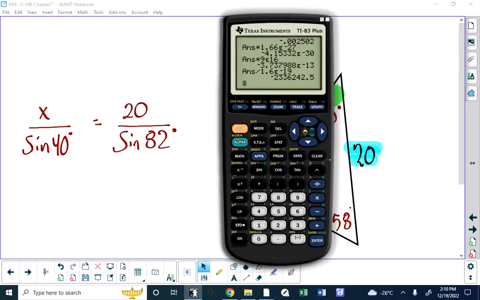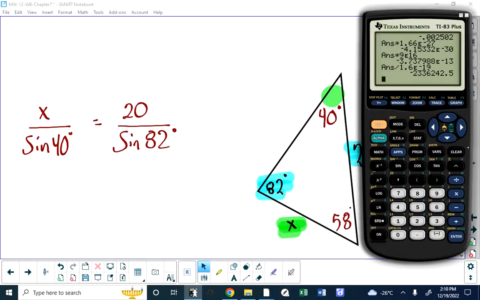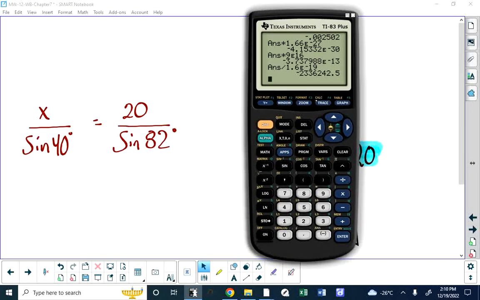I think sooner or later we have to graduate beyond having to draw the fish every time. Some of you like to draw the fish. That's fine. If you want to do that, go ahead and do that. I'm not going to. I'm going to cross multiply. I have to take sine of 40 times 20 divided by sine of 82.